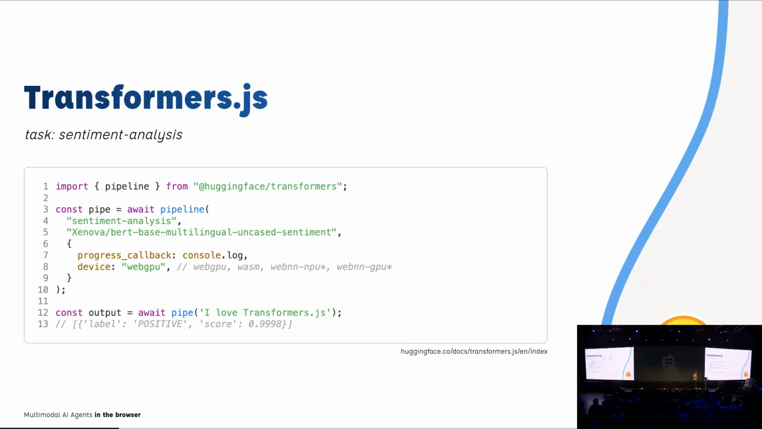And what we can do then is you can basically take any input. In my case, I have a sentence, I love Transformers.js. It will take that input, run it through the model, and it will then return the output. So I have now an array of labels. So in that case, it is 99.9% sure that it is a positive sentiment.